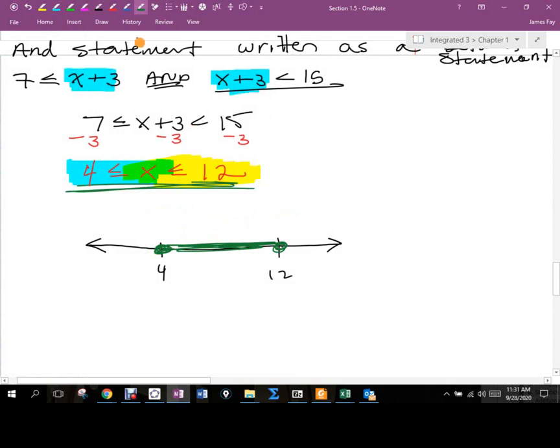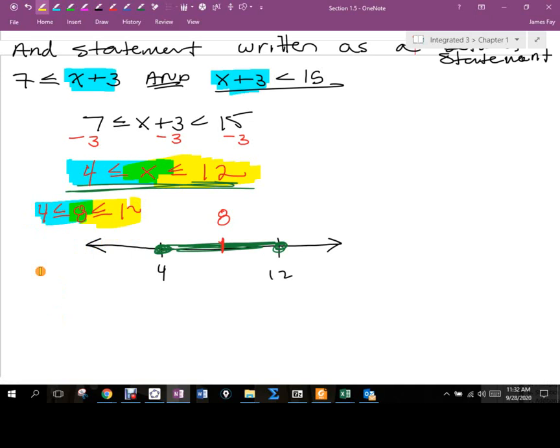That means no matter what number you choose, give me a number between 4 and 12. 8. Would you guys agree if I wrote it this way, x is 8? If I read that, is 4 less than or equal to 8? Yep. And if I read this one, is 8 less than or equal to 12? Yep. So 8 satisfies both of those. Kind of make sense? Okay.